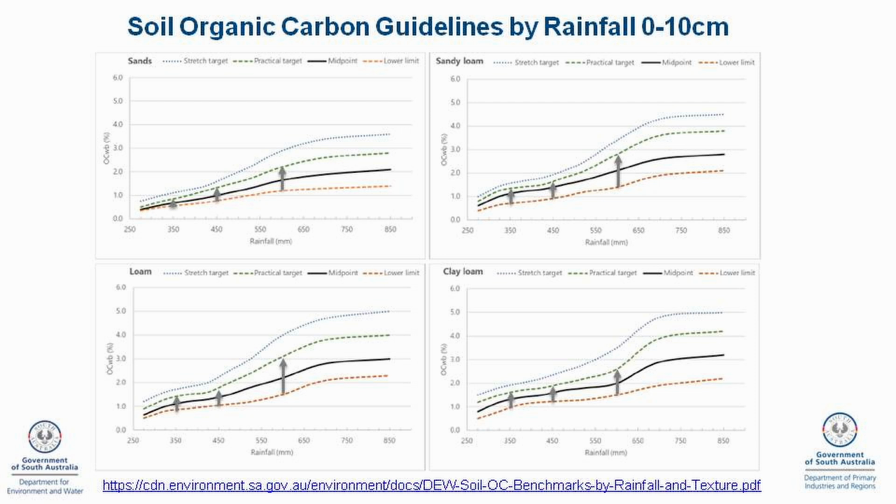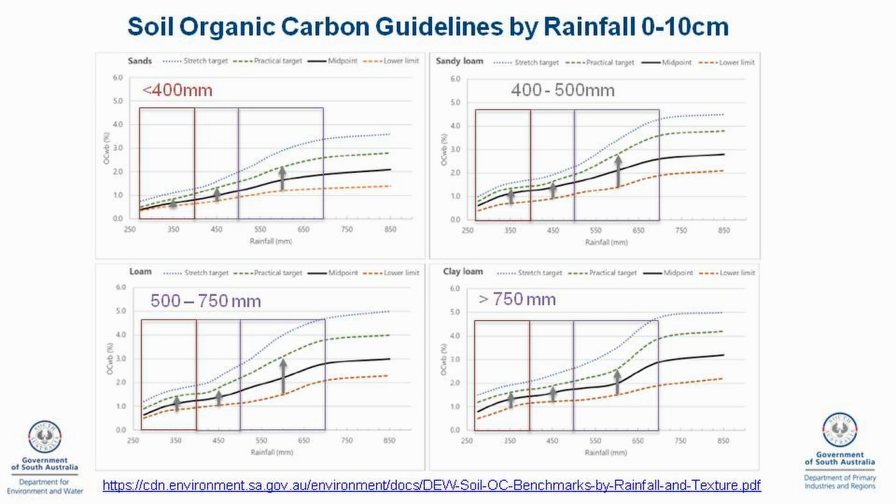These guidelines are basically those tables in a graphical format. Down the bottom you've got increasing rainfall, and up the y-axis you've got carbon concentration, Walkley-Black, in 0 to 10 centimetres. Each of those lines: the orange line is the 25th percentile, the black is the midpoint, the green is that practical target, the 75th, and the blue dotted line is that stretch goal.